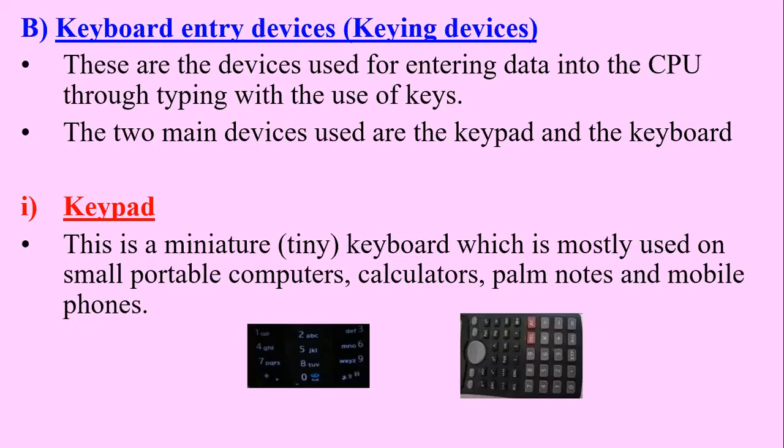Let's therefore commence with the first category, which is keyboard entry devices that we have also called the keying devices. These are the devices that are used for entering data into the CPU through typing with the use of keys. The two main devices that are used in this manner are the keypad and the keyboard.